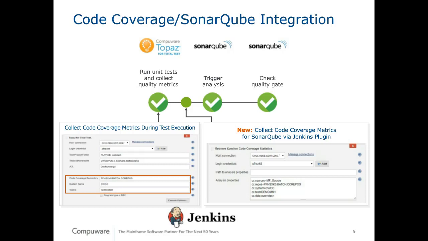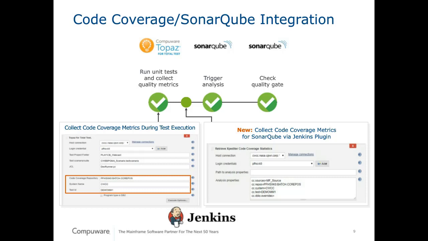On the left, we have Jenkins triggering the execution of your Topaz for Total Test scripts that are running Expediter code coverage and collecting your metrics. And on the right, we have Jenkins triggering SonarQube to analyze the data and collecting it, including the Topaz for Total Test pass-fail results and code coverage metrics.